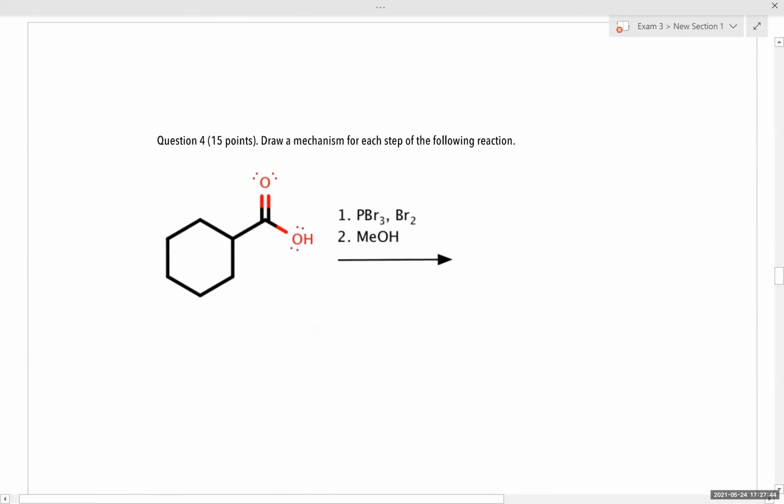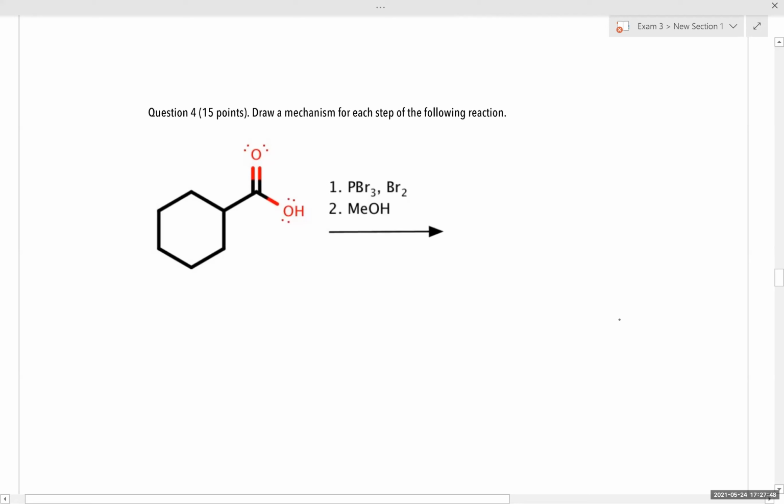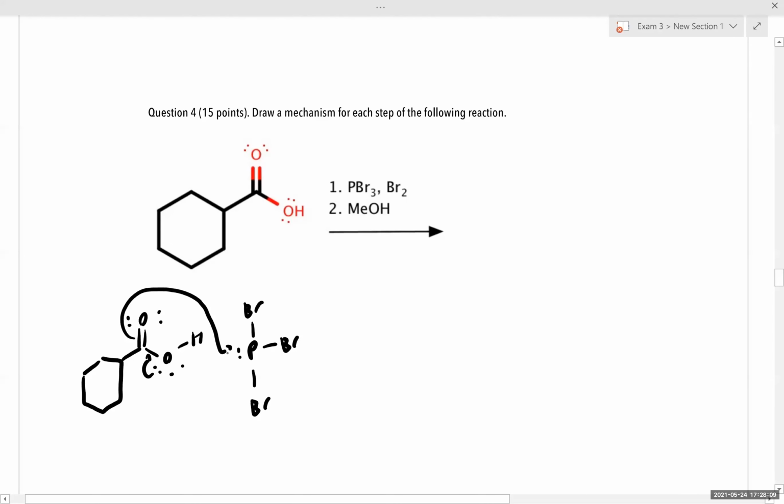Okay, let's try to now look at the next problem. We're asked to draw a mechanism for the following reaction. So in this case, we have a carboxylic acid, and we're treating it with phosphorus tribromide and bromine. These are classic Hell-Volhard-Zelinsky reaction conditions. So our first step is our nucleophile, which is our carboxylic acid oxygen, will attack our electrophilic phosphorus atom.